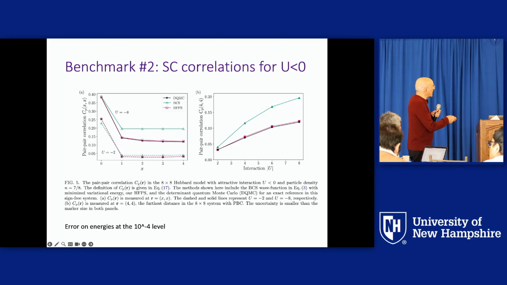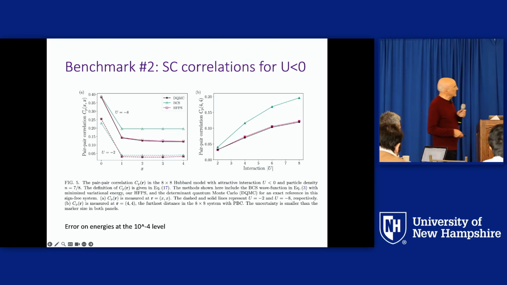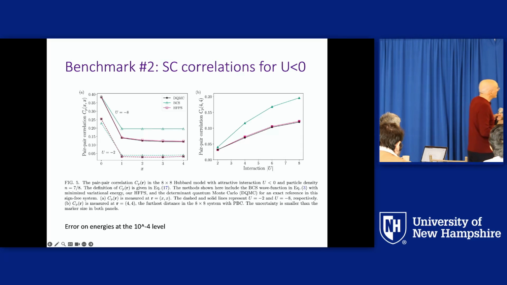So this is the pair-pair correlation function for negative U as a function of distance. The longest distance would be 4, right, because it's 8 divided by 2. And this is for U equal minus 2. What is compared here is the DQMC pair-pair correlation function versus our HFPS optimized wave function. So you see that the agreement is excellent.